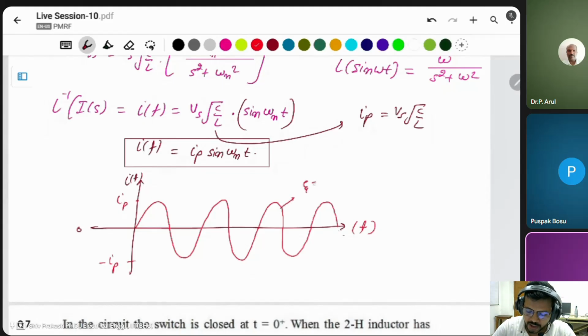This is zeta equal to 0. If there is no resistor in your system, the current will be oscillatory, which means sinusoidal. Current is sinusoidal. Please take care about this system. It means if there is a DC source connected to an inductor and a capacitor.